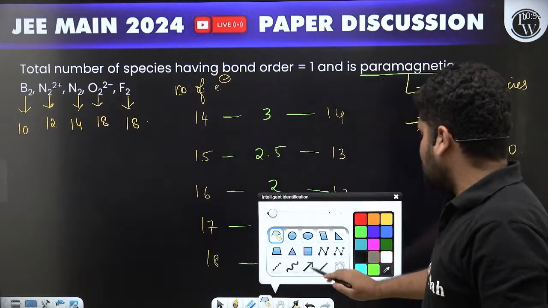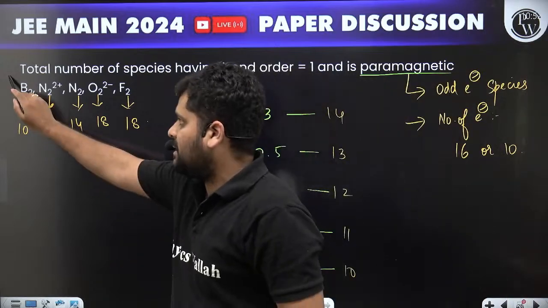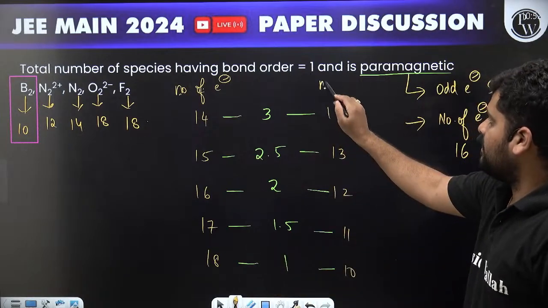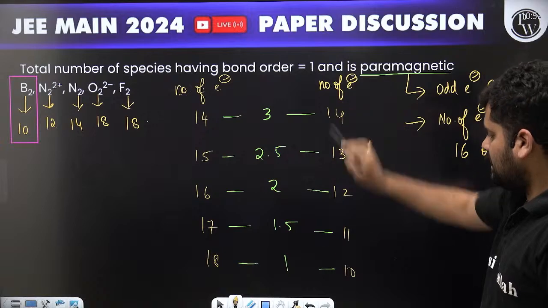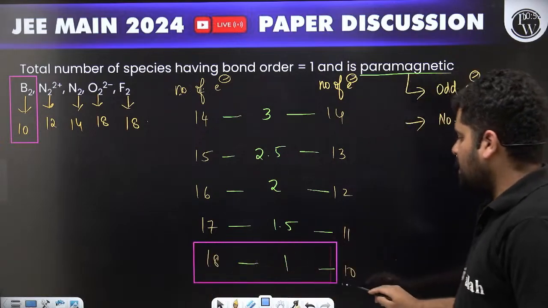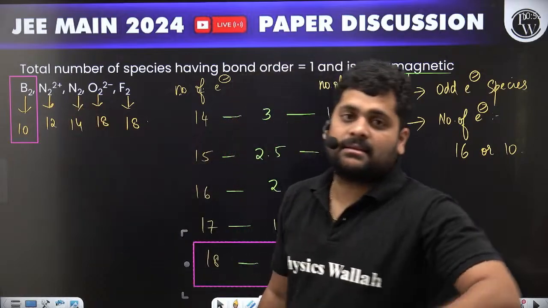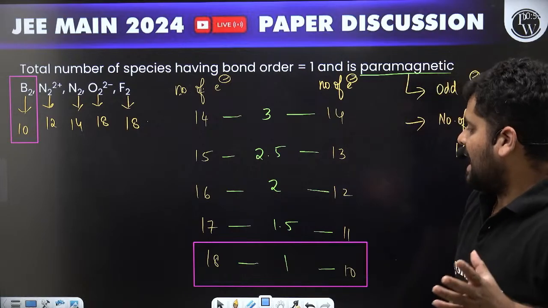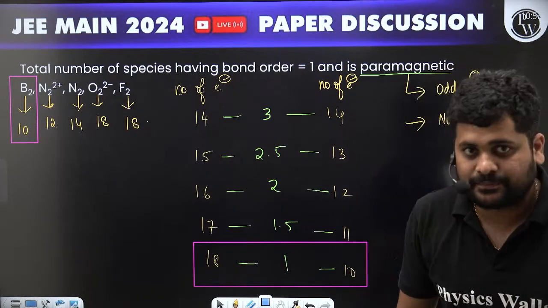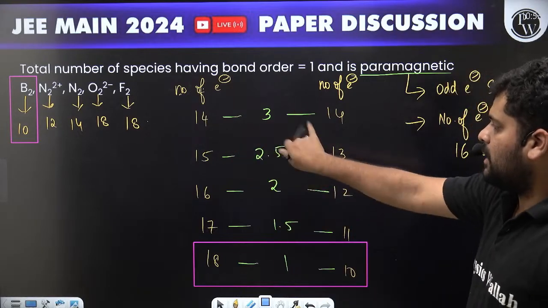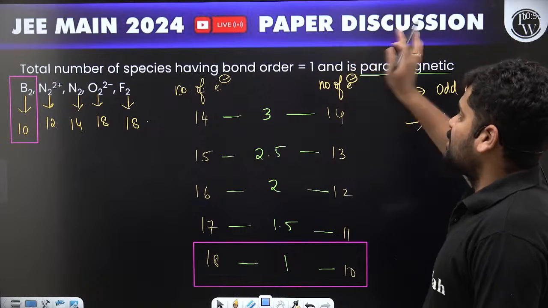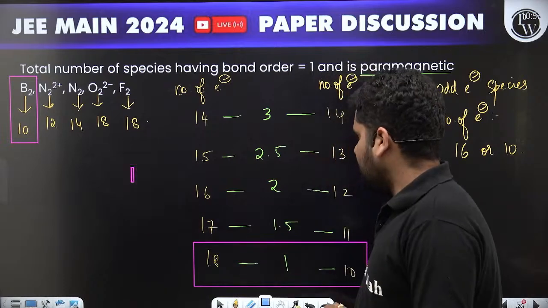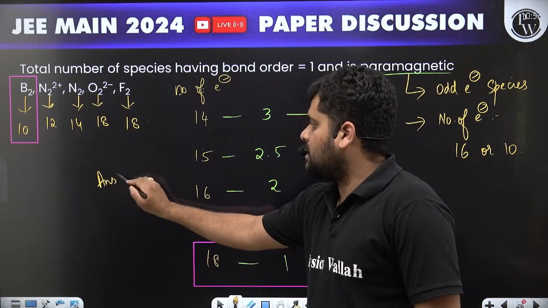Any of the cases where the number of electrons is equal to 16? No, but the number of electrons is equal to 10. With 10 electrons over here, the bond order is coming out to be 1. So B2 has bond order 1, B2 has 10 electrons, and B2 is paramagnetic. Okay, right? So there is no other way where you can find this combination, bond order 1 as well as paramagnetic. So it is just 1. The correct answer for this question is going to be 1.